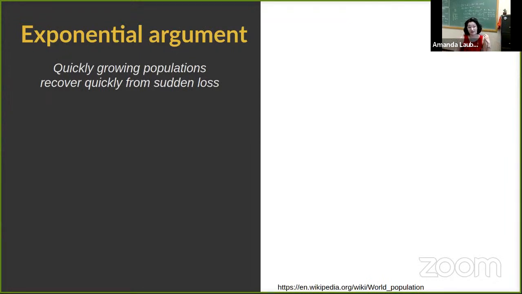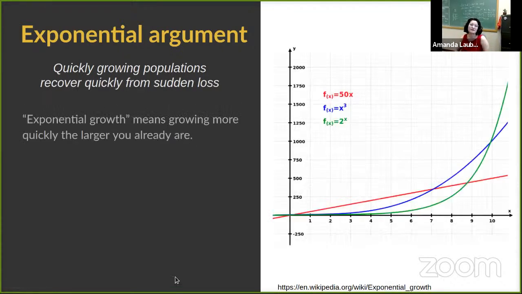Both of those ideas, either the bed bugs or the invasive species, come down to what I'd call an exponential argument, which is that if a population grows really quickly, then whenever it suffers a sudden loss, it's going to recover very quickly. The reason it's called an exponential argument is because it's describing something called exponential growth. And exponential growth just means the larger you are, the more quickly you grow.